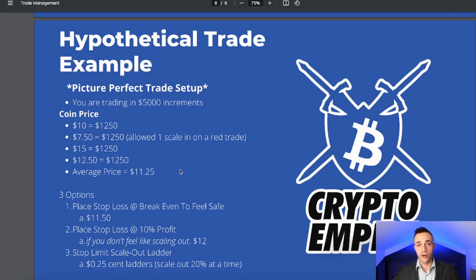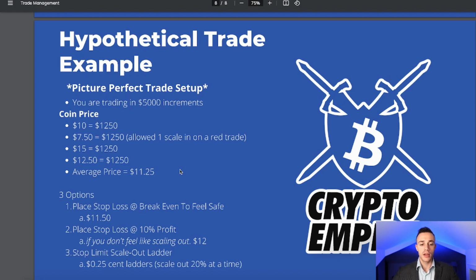Now, option number three is obviously the option that I do recommend you learn and master and become very proficient at, because it will take your trading to the next level: to stop limit, scale out, ladder your exit. All right. So for setting up the ladder, we're going to use 25-cent ladders and we're going to scale out 20% at a time. So how I got 25 cents, this is very important.